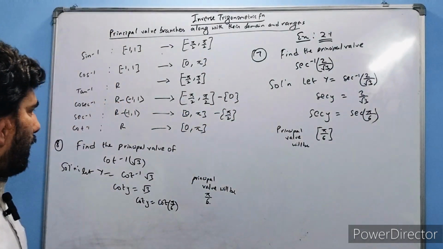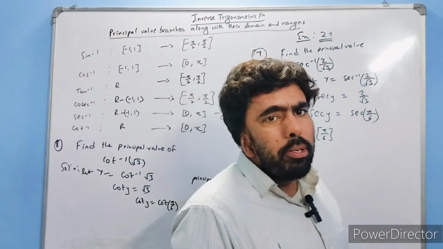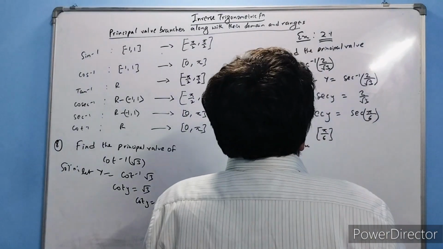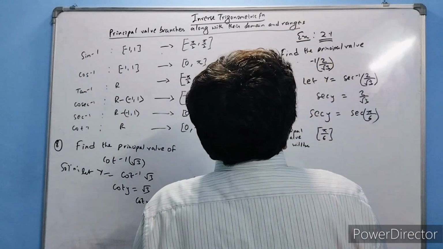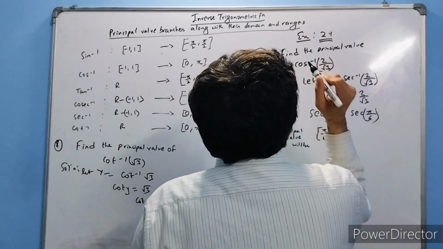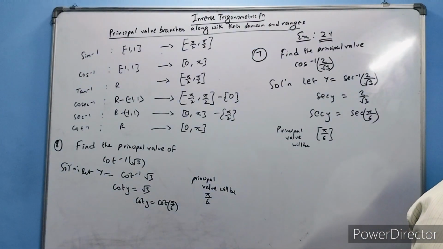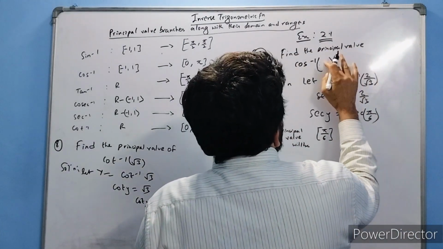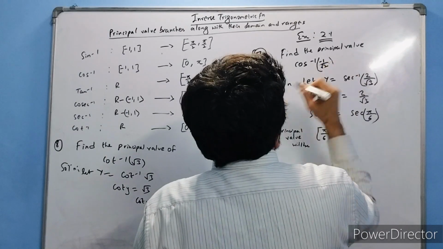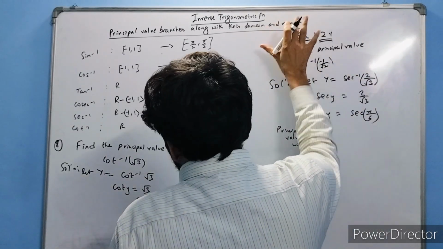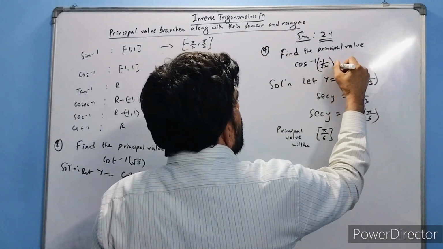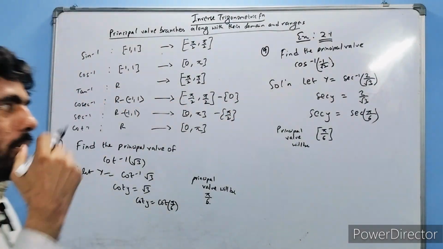Now let us try to solve the next question. They are saying, find the principal value of cos inverse minus 1 upon root 2. Cos inverse we have minus 1 upon root 2. Now we'll try to solve this question: find the principal value of cos inverse minus 1 upon root 2. Now let us see how we can easily solve it.